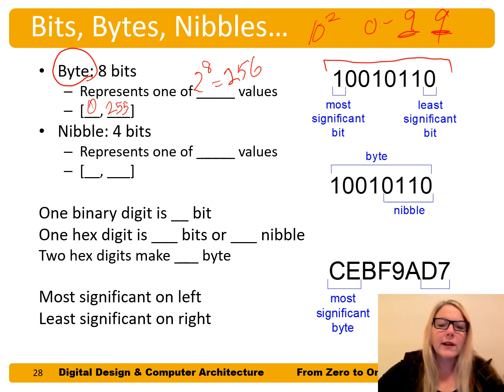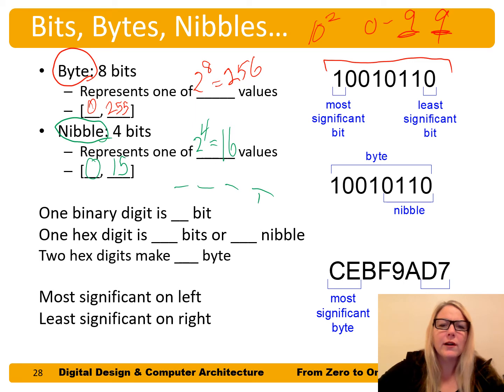And the other quantity that we can use is a nibble. We actually don't use this term too much, but it's kind of cute. It refers to 4 bits of information, so we can represent one of 2 to the 4, or in other words, 16 values. And the range is 0 to, well, almost 16, but one less than that, 2 to the 4 minus 1, or 15.